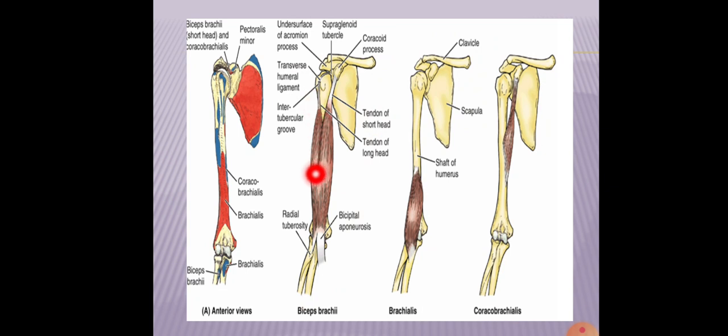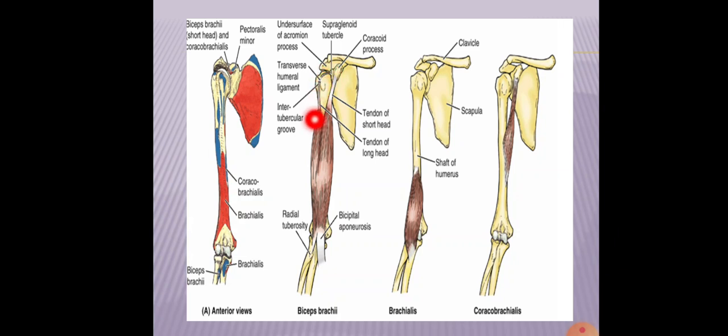Biceps brachii has two heads. This one is the short head or medial head, which originates from the coracoid process of the scapula, and this one is the long head or lateral head, which originates from the supraglenoid tubercle. This is the glenoid cavity. Above it there is a small tubercle, named the supraglenoid tubercle.